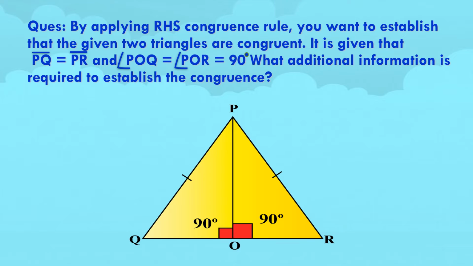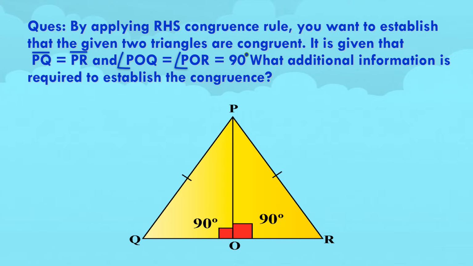Now here is a question for you. By applying the RHS congruence rule, you want to establish that the given two triangles are congruent. It is given that PQ is equal to PR and angle POQ is equal to angle POR, and it is 90 degrees. Now what additional information is required to establish the congruence?